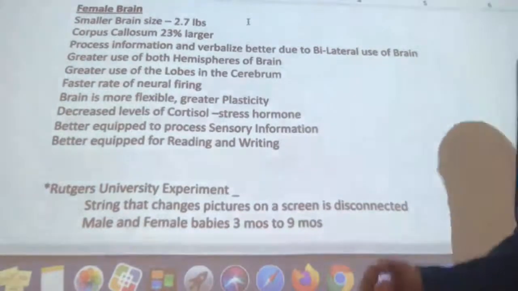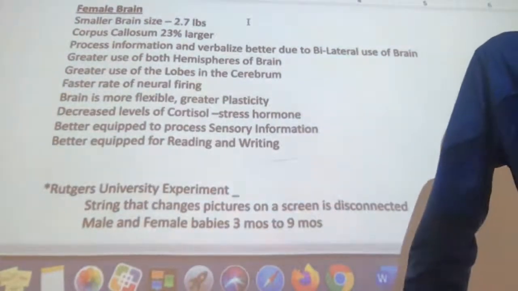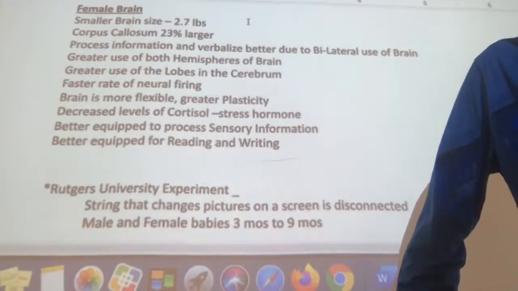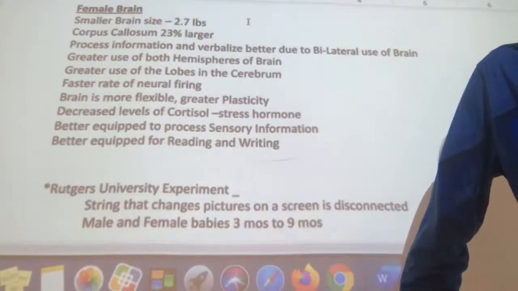All right, now the big question is, are these differences nature or are they nurture? Are they there biologically from the beginning and structurally the brain is just biologically different, or does the brain develop differently because males and females live in different environments?